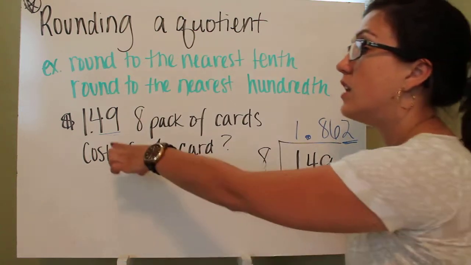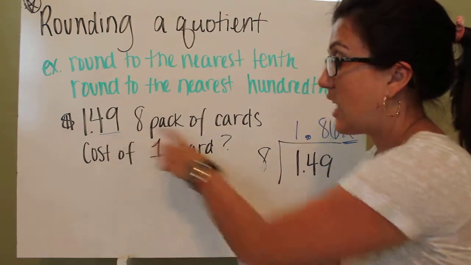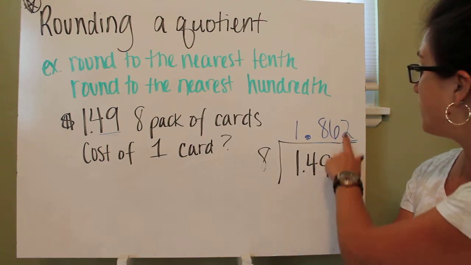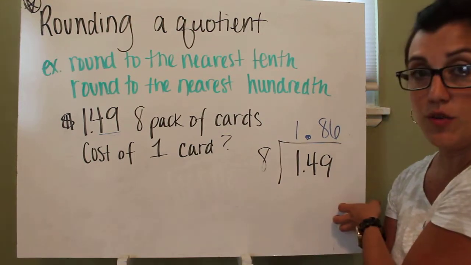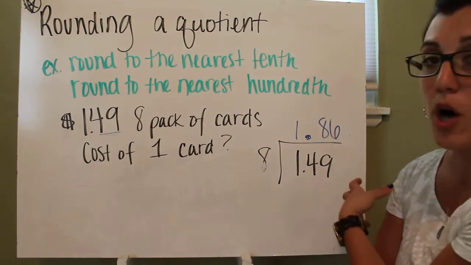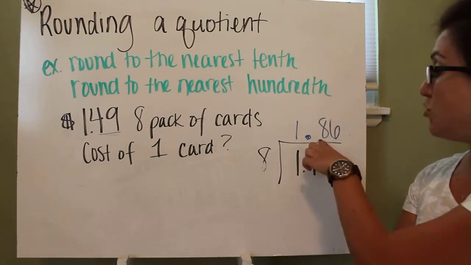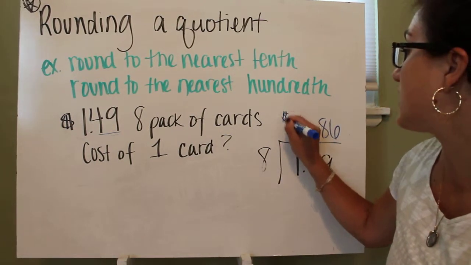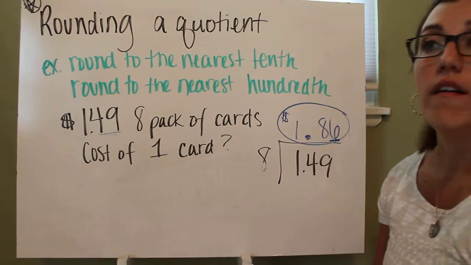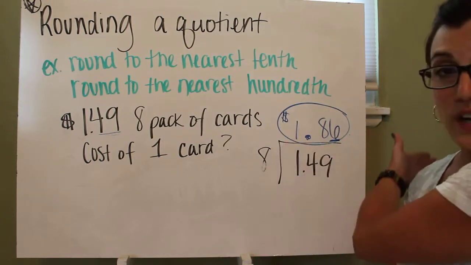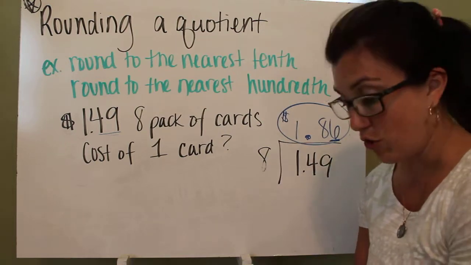For example, $1.49 for an 8-pack of cards. What's the cost of one card? So you would take $1.49 and divide it by 8. And I want you to go through and completely solve this problem. Hit pause, and then restart. So what you should end up with is $0.19, because you needed to round, because there is no place value that goes past the hundredths place in money. And that is how you divide decimals.